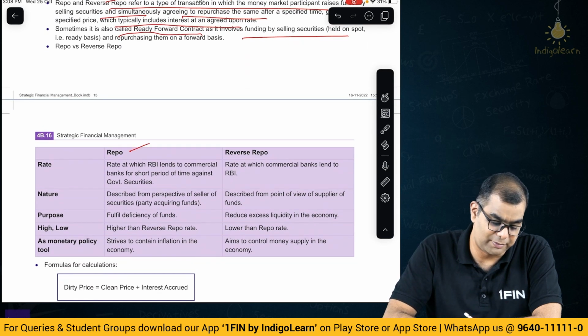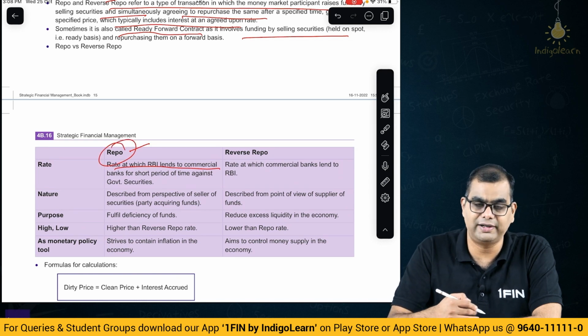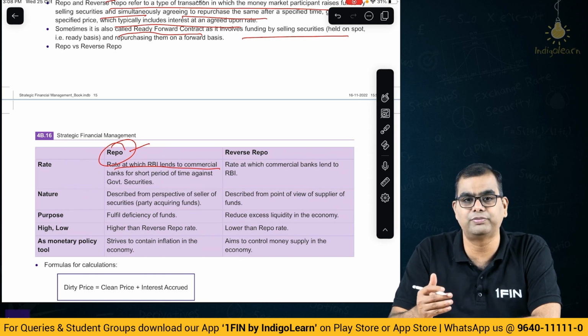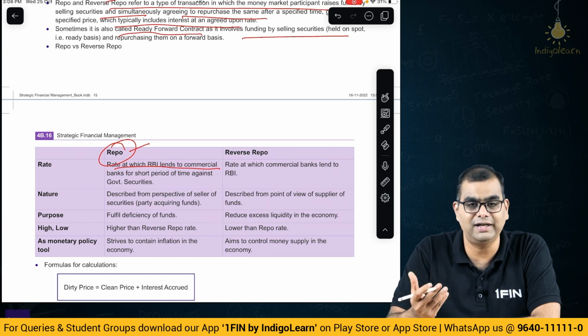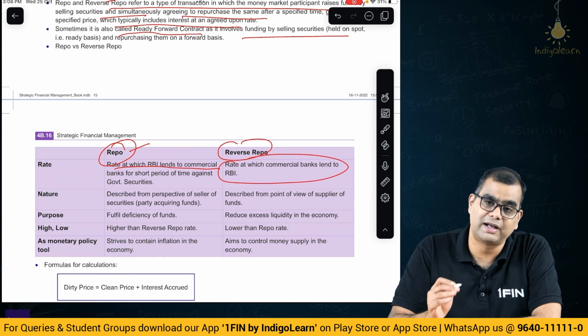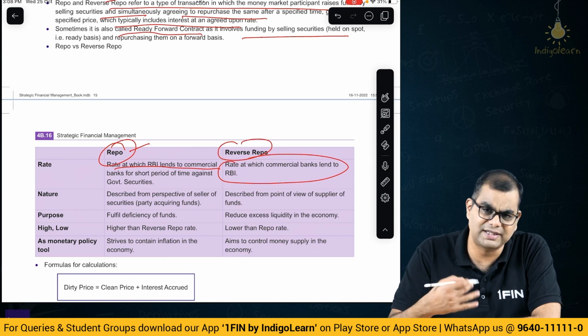Repo versus reverse repo. Repo is the rate at which RBI lends to commercial banks. So, basically it is the rate at which you lend. How will you lend? You first sell and then buy back. You sell at 90 rupees, buy back at 100. So, I have lent you 90 rupees for an interest of 10. Right, that is how it works. Whereas reverse repo is the rate at which commercial banks lend to RBI. That is, commercial banks give the money to RBI, which is basically their deposit.